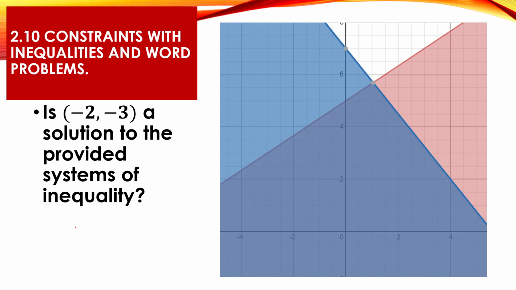Is (-2, -3) a solution to the provided system of inequalities? Well, let's check. (-2, -3). Well, that's going to be somewhere way down here off the graph, but we can tell that it falls within the designated range. So yes, that would be a solution.